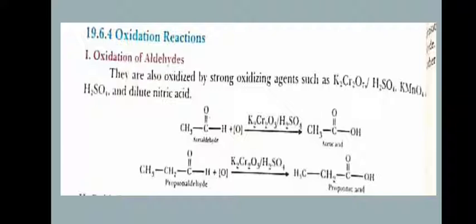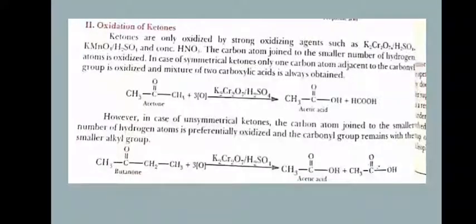Aldehydes are oxidized into the corresponding acid. Here both examples are aldehydes. Acetaldehyde is oxidized to acetic acid. Propionaldehyde is oxidized into propionic acid. And oxidation of ketones is given. The same strong oxidizing agent can also oxidize ketone. Ketones, you know, are less reactive, and it is difficult for them to undergo oxidation, so only a strong oxidizing agent can oxidize ketone.